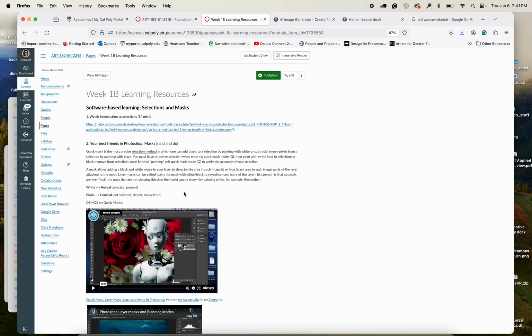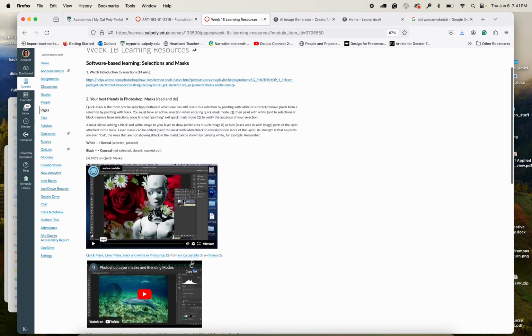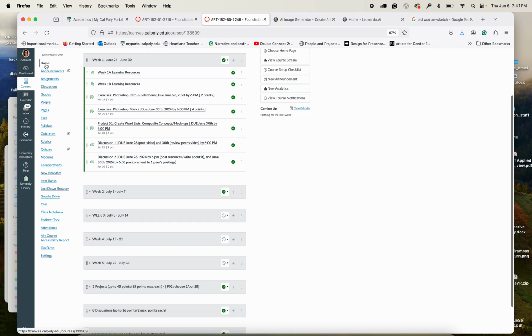The very first was about selection. The second one, the 1B, is about masks. That is something that builds on top of selections, obviously. And then you have 2 sets of exercises, again, one due on Wednesday, June 26th, and one on Sunday, June 30th. And the exercises are actually oftentimes exercises I find online. With the exercises, though, you also want to turn in the demos that you did in the learning resources.